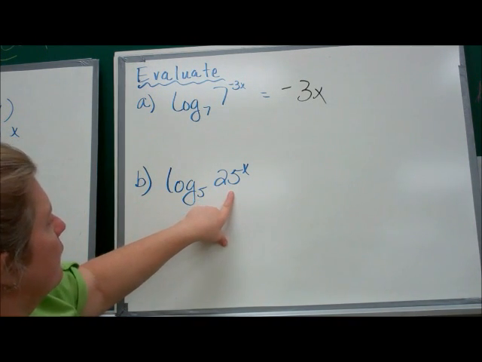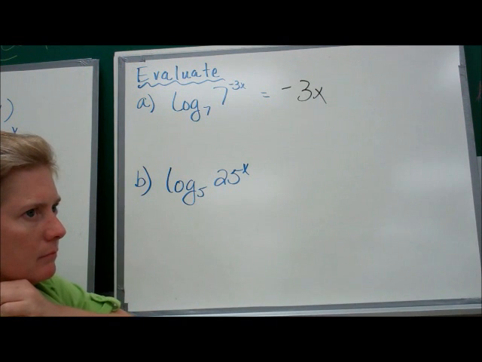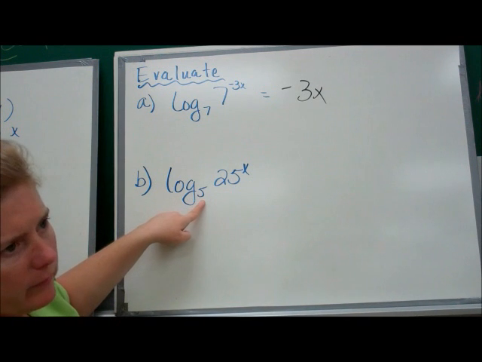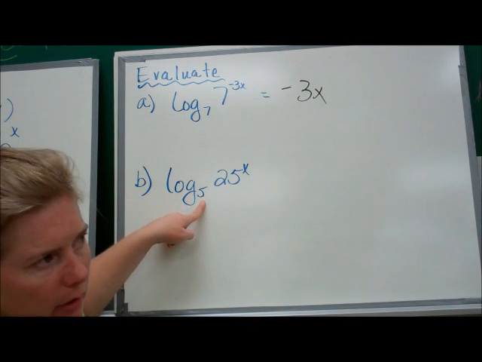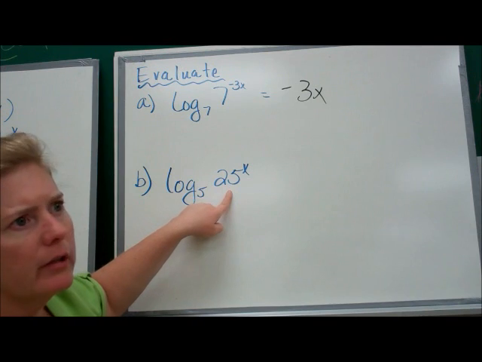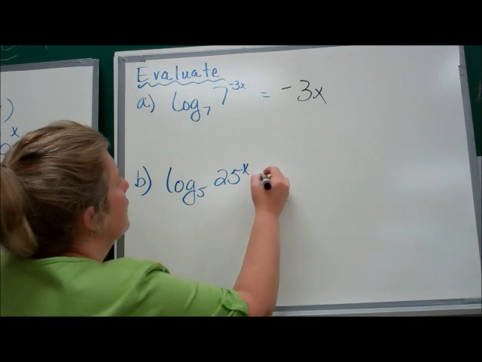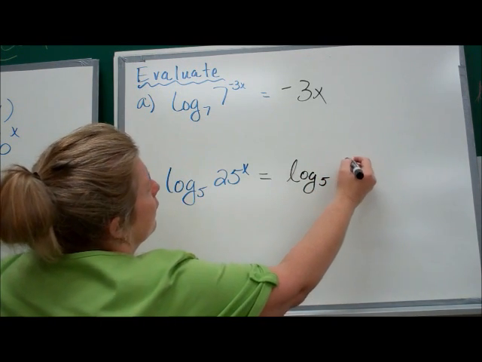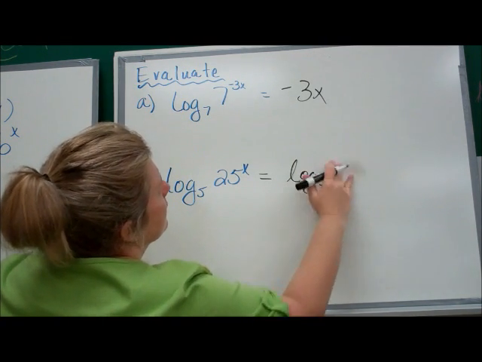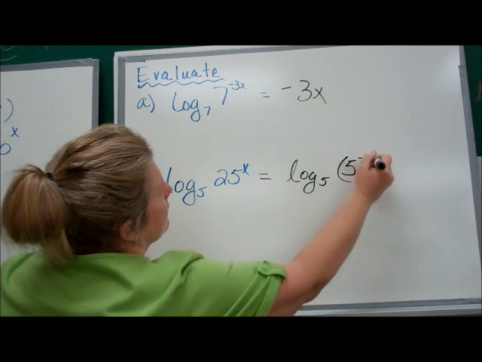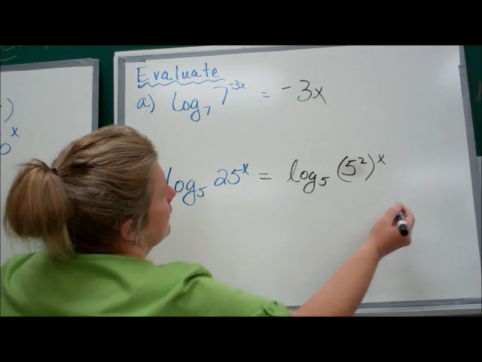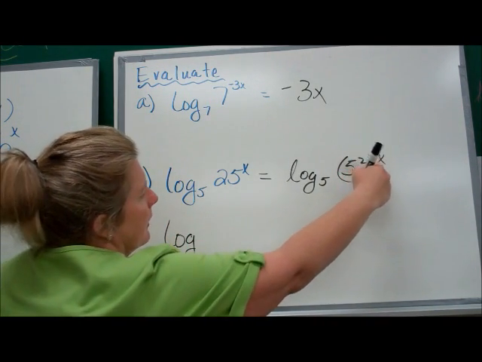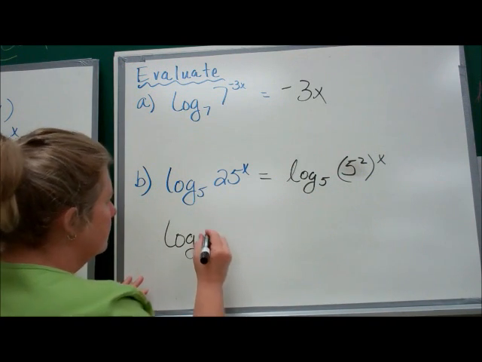Log base 5 of 25 to the x. Well, this one's kind of interesting. 5 to what power is 25 to the x power? Well, I know that 25 is 5 squared, right? So let's rewrite that a little bit. Log base 5 of 5 squared to the x power. Okay, let's rewrite that again. Because this is a power to a power, which means we multiply.